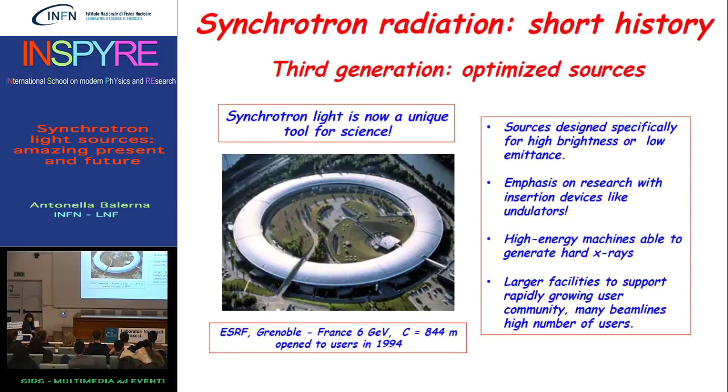This is ESRF, the 6 GeV machine, one of the first 3rd generation machines. It has something like 64, I don't remember the exact number, of beamlines. So imagine around this building here, 65 beamlines, all tangent to the trajectory, all working together on different fields: chemistry, cultural heritage, biology, medicine, and so on.